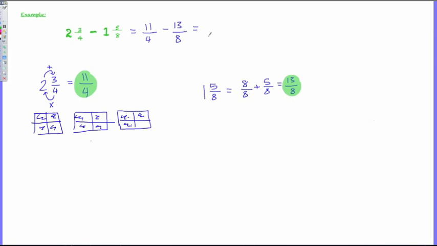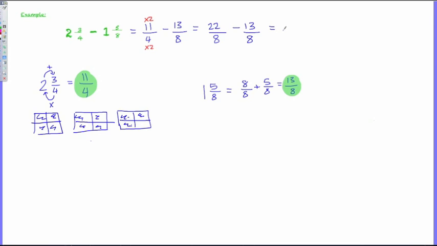Now I can find my lowest common multiple for 4 and 8. So the lowest common multiple is going to be 8. Okay, so to make it equal to 8, I need to times this by 2 on the top and the bottom. And then this one can stay the same. So I'm left with 22, so that's 11 times 2 is 22, 4 times 2 is 8.